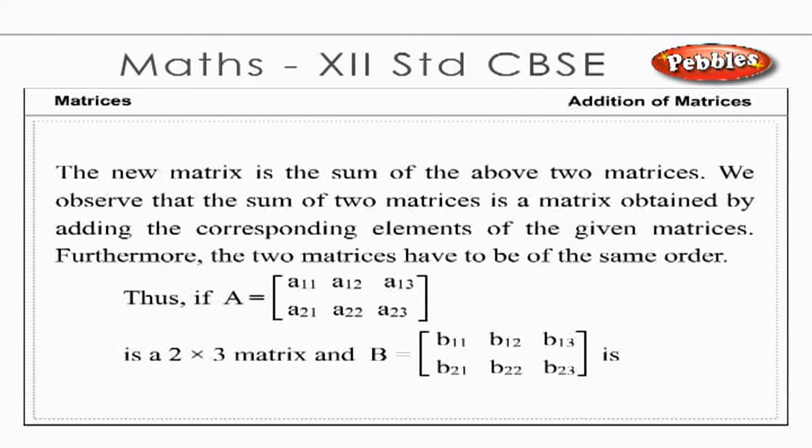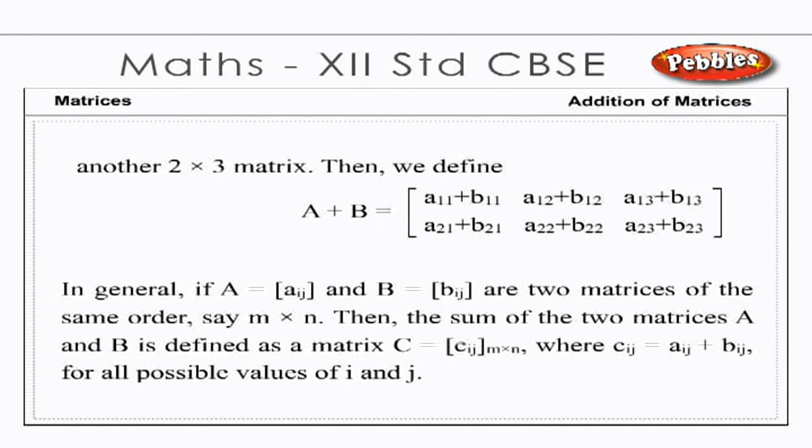The new matrix is the sum of the above two matrices. We observe that the sum of two matrices is a matrix obtained by adding the corresponding elements of the given matrices. Furthermore, the two matrices have to be of the same order. Thus, if A = [A11, A12, A13; A21, A22, A23] is a 2 into 3 matrix and B = [B11, B12, B13; B21, B22, B23] is another 2 into 3 matrix.